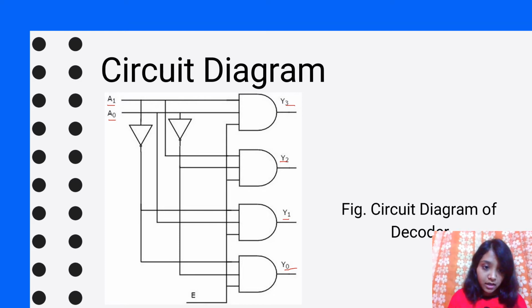And here there are two inverters. This is the first inverter and this is the second inverter. We have the enable input E, which is connected to all four AND gates. So each of the four AND gates consists of three inputs: one from the enable input, and the other two are either A1, A0 or A1 bar, A0 bar, that is, the complement of A0 or A1.